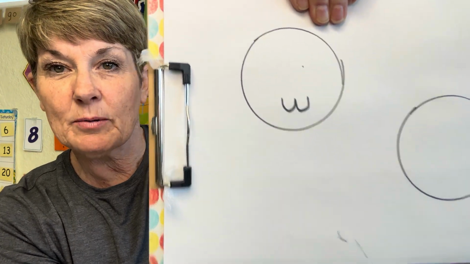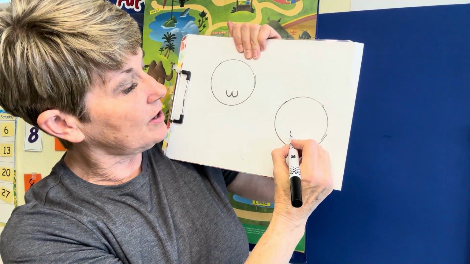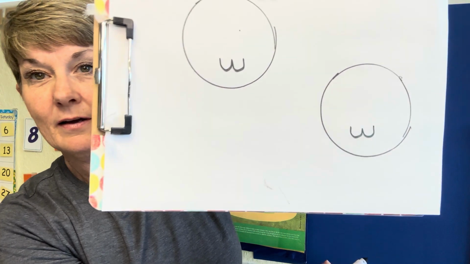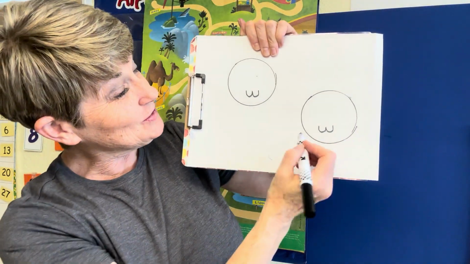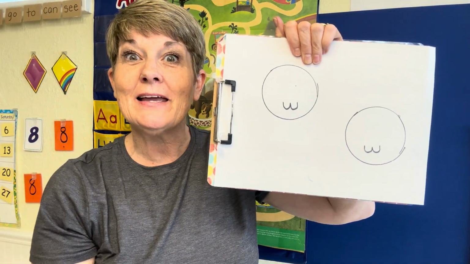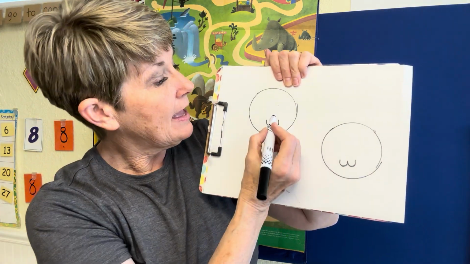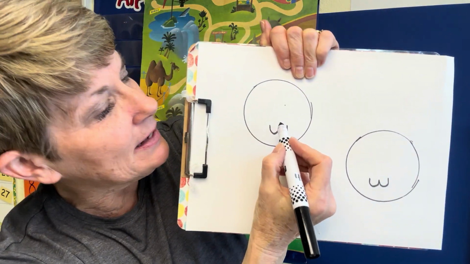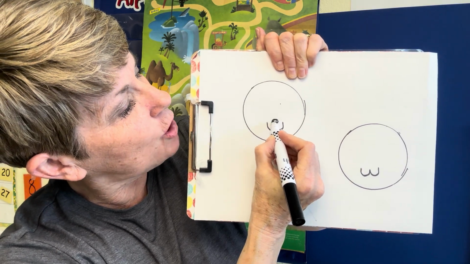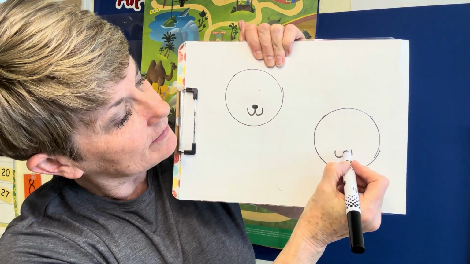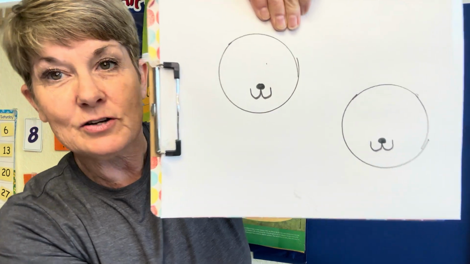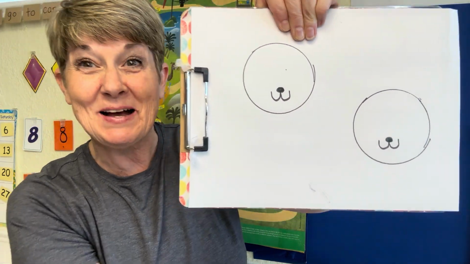Can you see that little W on there? And on my other one, I'm going to draw a little W. How does that look? Are those two little W's? Do you know what those are going to be? That's going to be the bear's mouth. And at the top, right in the middle, I'm going to draw a little nose right there. Can you draw a little nose on top of the W?